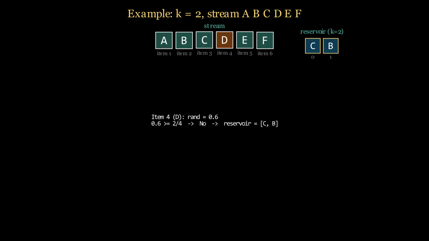We get D. We generate a random number, suppose we get 0.6. 0.6 is greater than 2/4, so we do not include D. The reservoir stays C, B. We get E. We generate a random number, suppose we get 0.35. 0.35 is less than 2/5, so we include E. We pick a random slot, suppose we get j=1. We overwrite slot 1 with E, reservoir is now C, E.